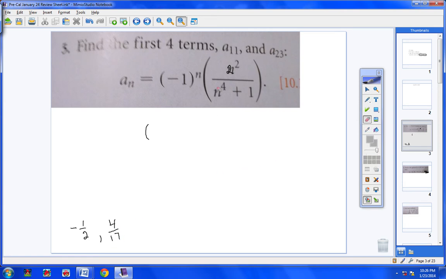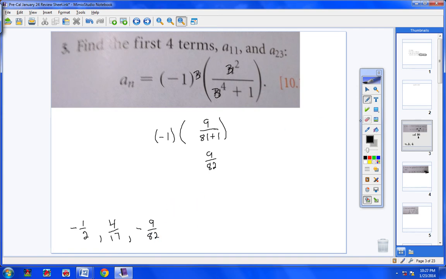All right, let's go ahead and put a 3 in and find our third term. We'll put a 3 for this n, a 3 for this n, and a 3 for this n. Negative 1 to the 3rd power. Negative 1 times negative 1 times negative 1 is negative 1. And then 3 to the 2nd power would be 9. And 3 to the 4th power would be 81. So 81 plus 1 would be 82. 9 over 82 times a negative 1, that will give you a negative 9/82.